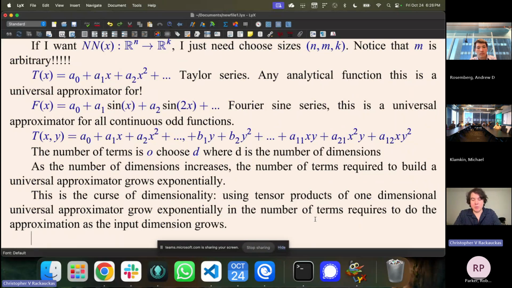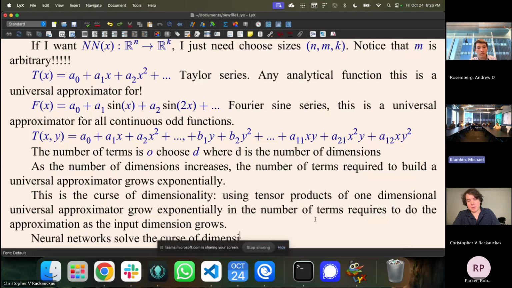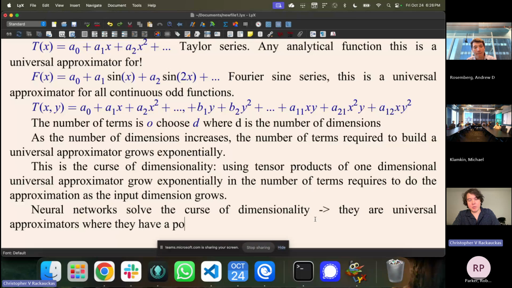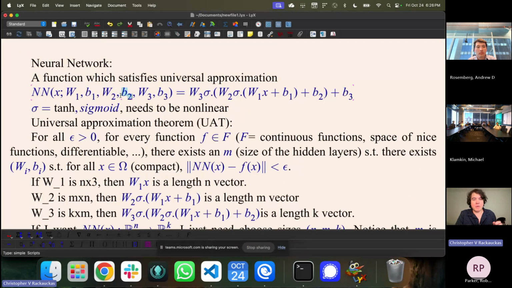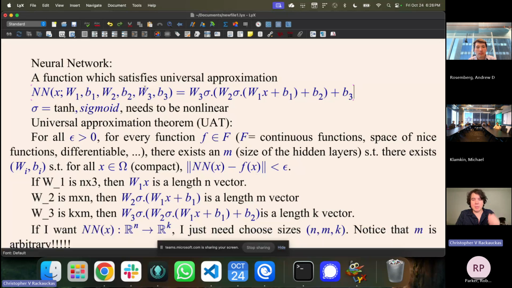And so neural networks solve the curse of dimensionality, which basically just means they are universal approximators that have a polynomial growth cost with respect to the input size, right? And that's the key. You could use Taylor series if you have a small dimensional input. You could use a Fourier sine series if you have a small dimensional input. But neural networks are an object such that if you have very high dimensional inputs, you can get universal approximators that only have polynomial growth in the number of terms, right? So that's a neural network.